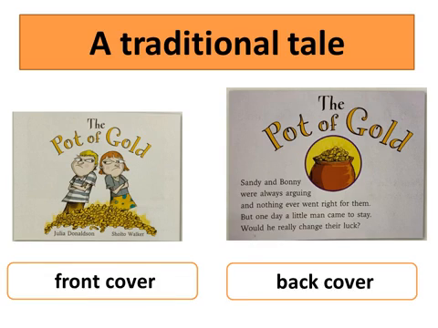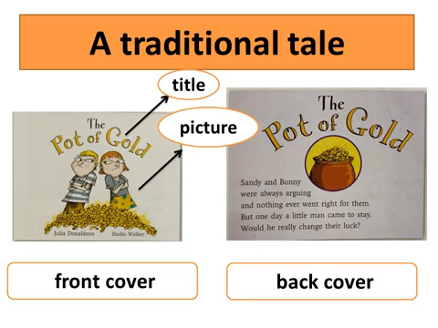Okay, so let's look at the front cover. What can you see? Very good. We have a picture there. What else? The pot of gold. What is this? Very good. It's the title. So this is the title of our story, and this is the picture. And we have two names under the picture. Look at them. We have Julia and Sholto.